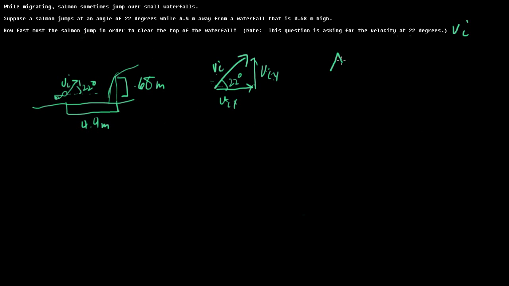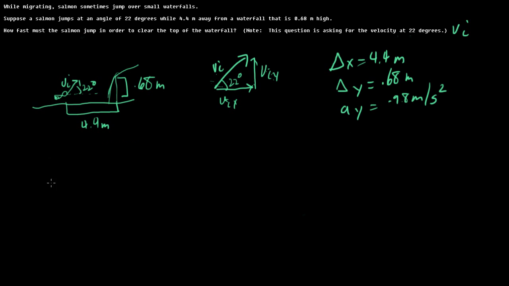Let's write down our knowns. We know delta x. It's 4.4, right? Yeah, 4.4 meters. We know delta y. It's 0.68 meters. We know AY, negative 9.8 meters per second squared. And that may appear to be all that we know.